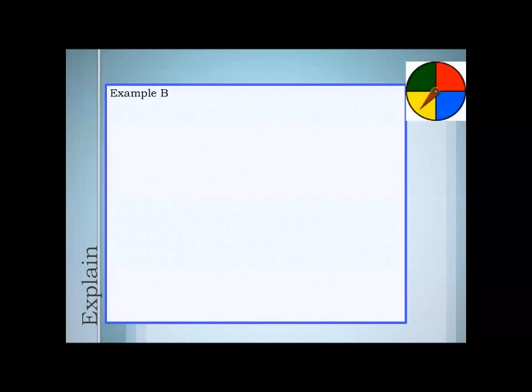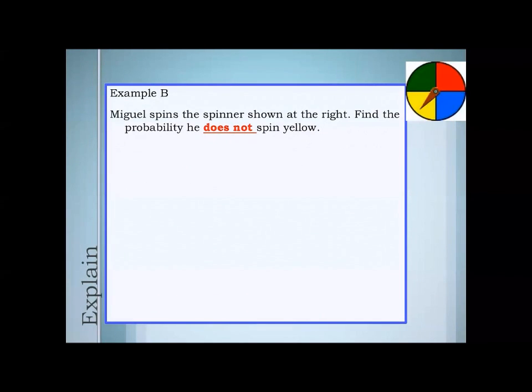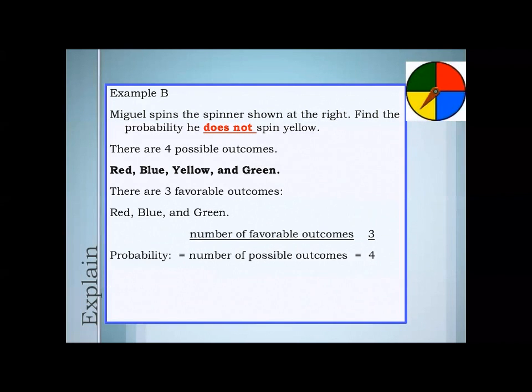Let's look at another example. Miguel spins a spinner, shown to the right. We have to find the probability he does not spin yellow. So let's look at the possible outcomes. There are only 4 possible outcomes, which are red, blue, yellow, and green. So there are 3 favorable outcomes.